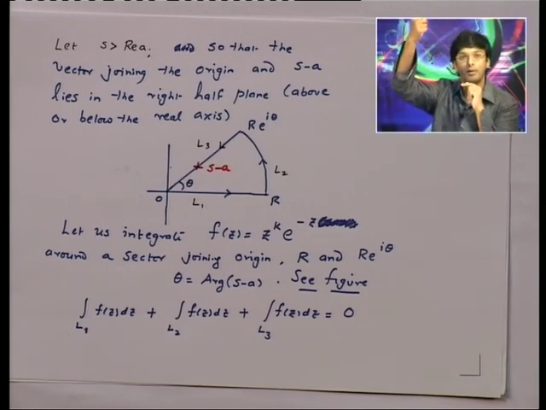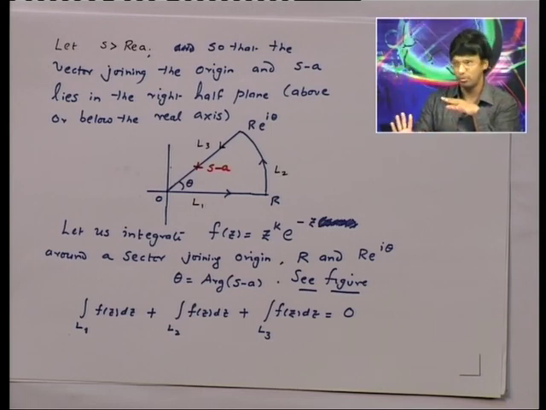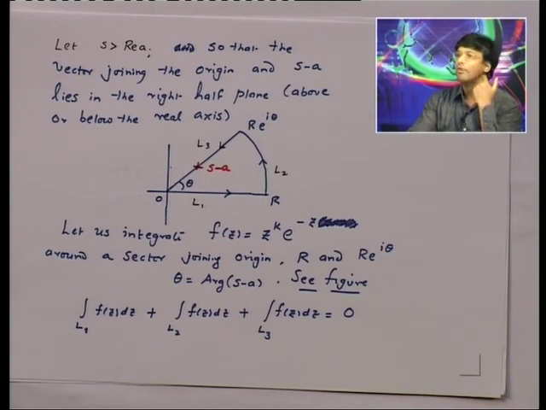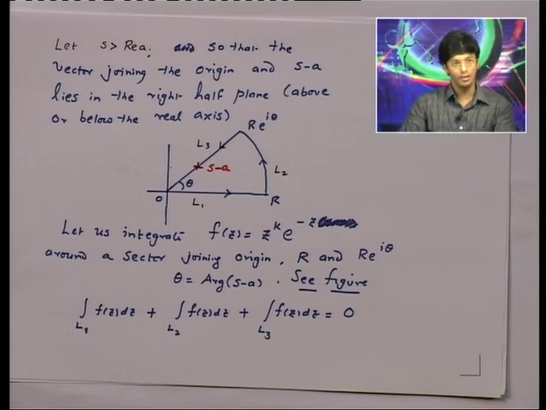It may be in the first quadrant or in the fourth quadrant. Let us assume it is in the first quadrant. The argument is similar if it is in the fourth quadrant, right. So, the picture indicates s minus a in the first quadrant. Now, let us take the complex valued function f of z equal to z to the power k e to the power minus z. That is an analytic function.